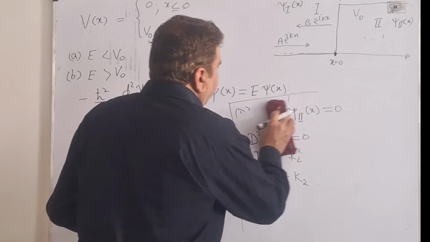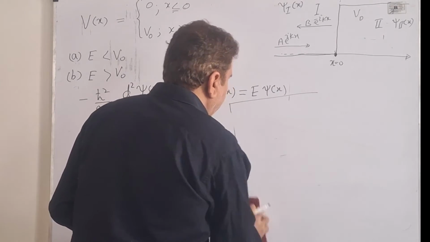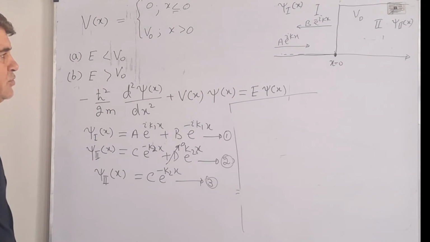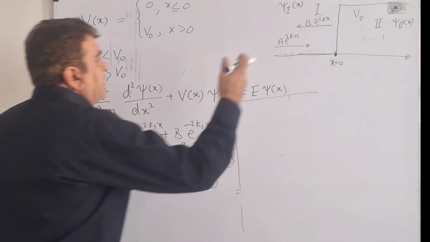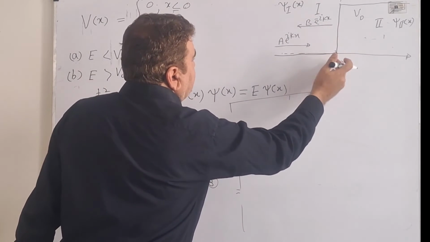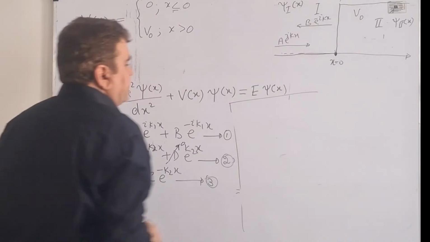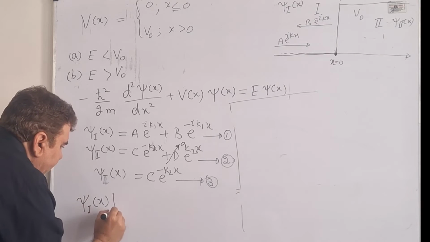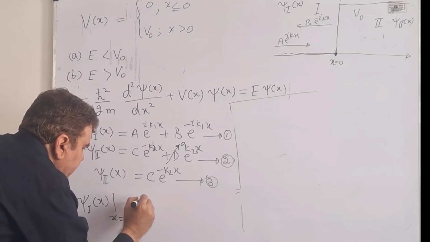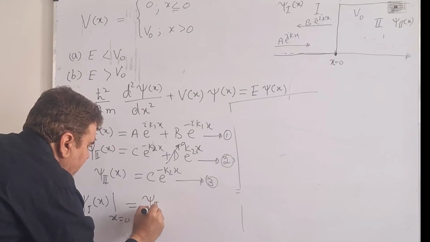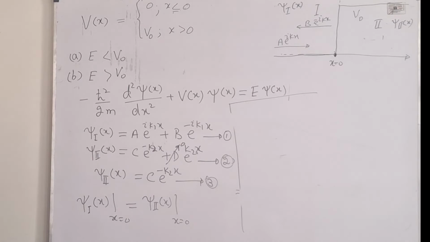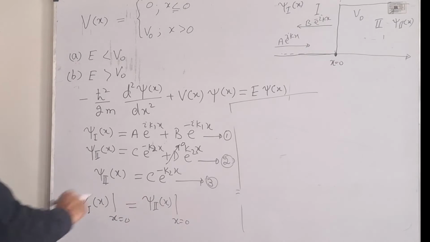And now I want to use the first condition, that is the wave function at the boundary. What is the boundary? This is the boundary. X equal to 0 must be continuous. Continuous means the wave function in this region at the boundary must be equal to the wave function in this region. That is, psi 1 of x at x equal to 0 must be equal to the wave function in the second region, psi 2 of x at x equal to 0. At the boundary, these two must be equal, and only then is the wave function continuous.